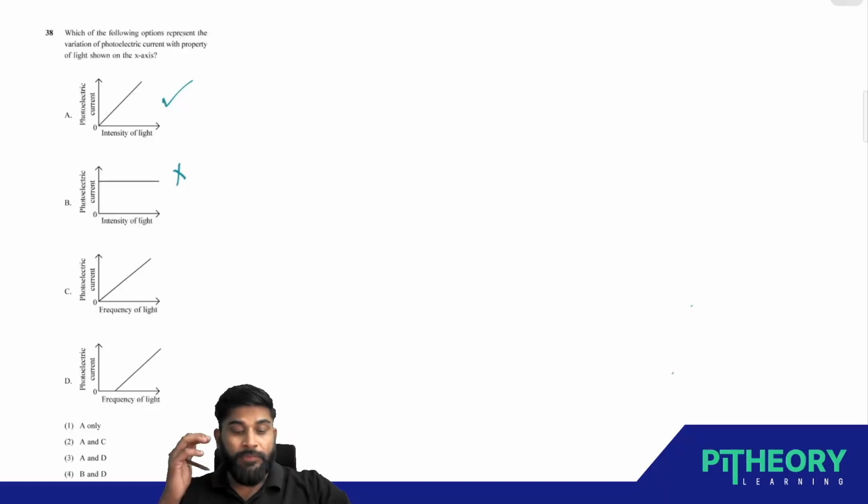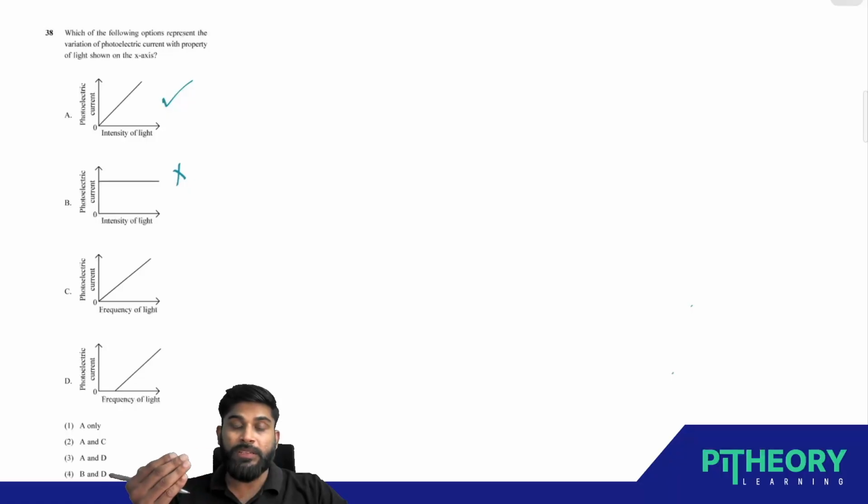Third one: with the frequency, will the photoelectric current increase? No, it will not increase. Why? Because the photoelectric current is proportional to intensity only. Frequency, what is it deciding? It decides the energy, correct? The maximum kinetic energy of the ejected electron, right?